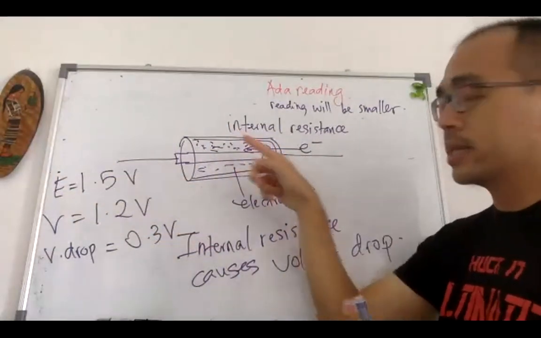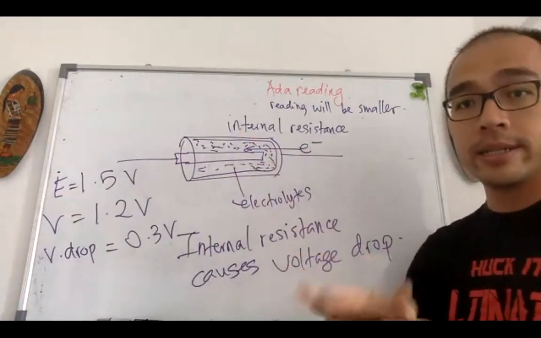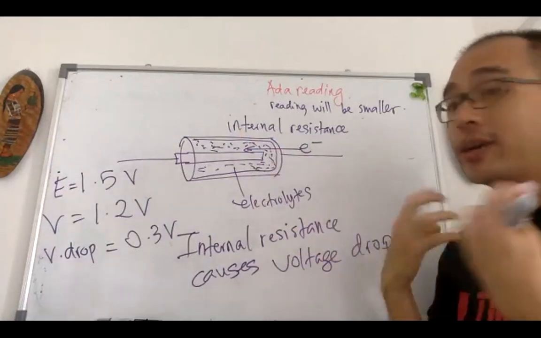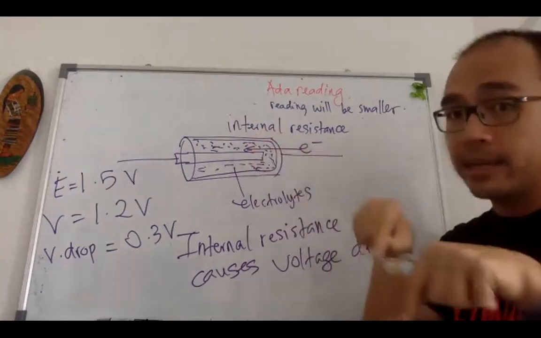Okay, so all these electrolytes memang dia akan memberi resistance to the electrons. Okay, that's why it's called internal resistance. Internal sebab in the battery.